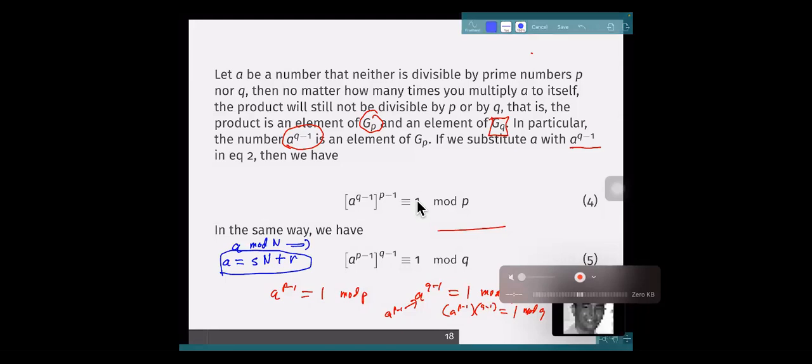A to the q minus 1, raised to the p minus 1, is equal to some number, let us say s, multiplied by p, because this is mod p, plus the remainder, which is 1. Now if we transpose 1 to the left side, this becomes a to the q minus 1, raised to the p minus 1, minus 1, is equal to sp. Clear, right?